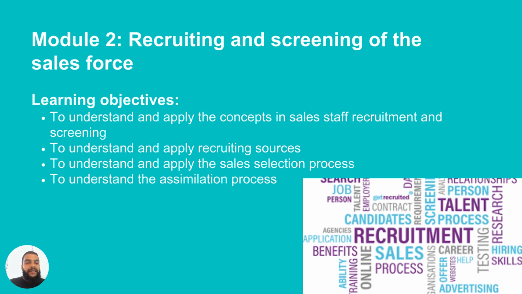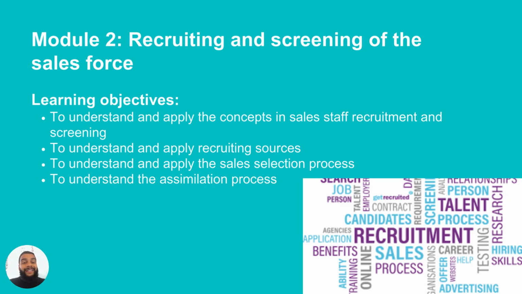So, what are some of the learning objectives? The learning objectives in this module are for you as the student to understand and apply the concepts in sales staff recruitment and screening. Because we need to understand how we go about this. You might be doing this in the next 18 months. Then to understand and apply recruitment sources. Where can we get people from: existing companies, competitors, internally, to join our company? We don't always have to place an advert, but that's one of the things we'll talk about.